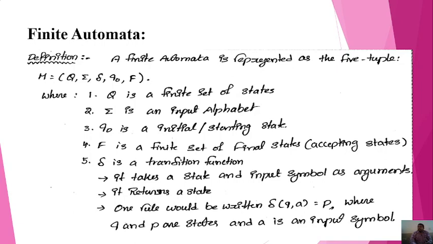And here delta is a transition function. This transition function is also known as the mapping function. It is used to decide what is the next state. To decide the next state, it requires two arguments: the current state and the current input symbol, or present input symbol. Based on these two, it can decide what is the next state.